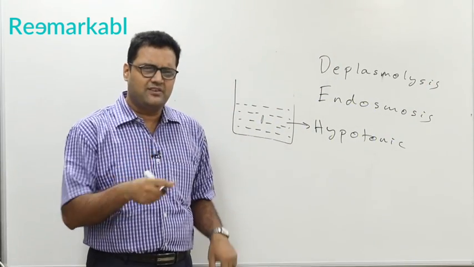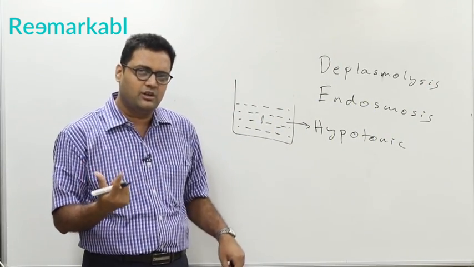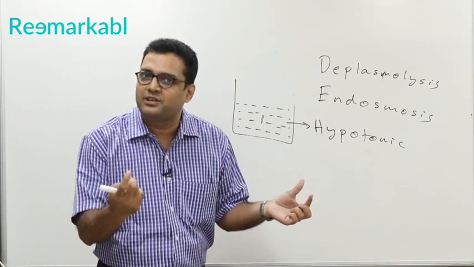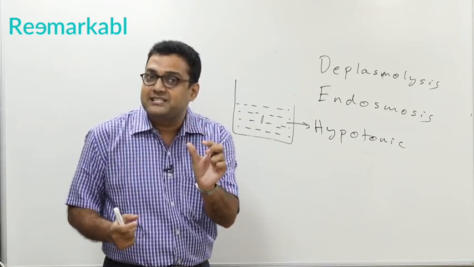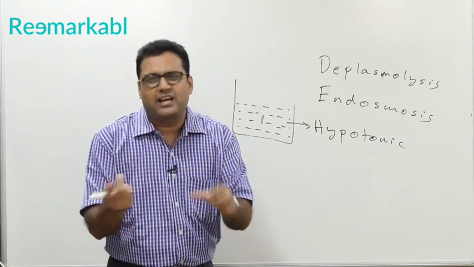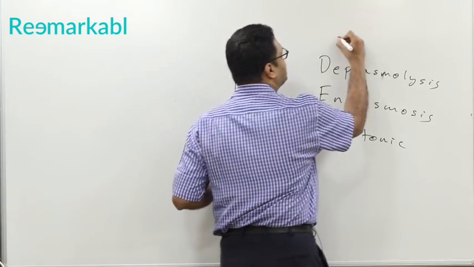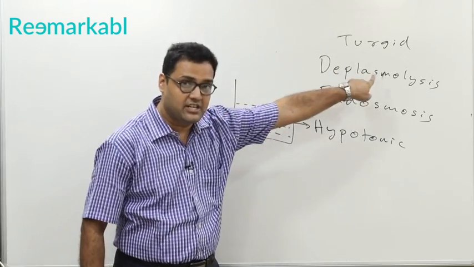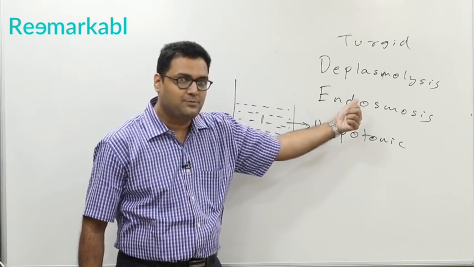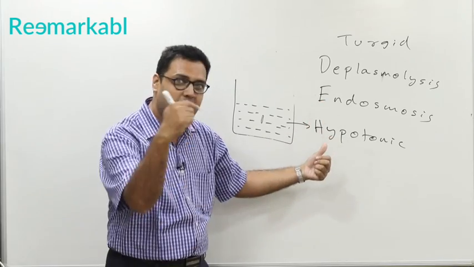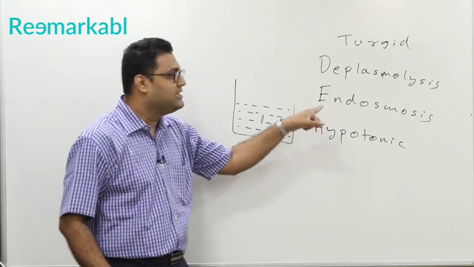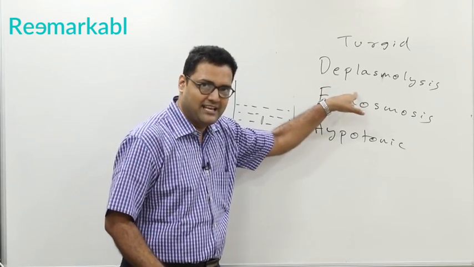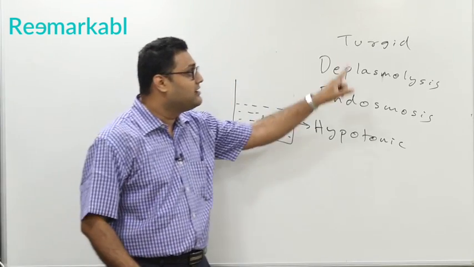Is it swollen or is it shrunken now? Think, children, think. Yes, water has moved inside, so it's going to swell. So the state of the cell when it is stretched and cannot accommodate any more water is called turgid. So the state is turgid, the phenomena is deplasmolysis, and the direction is inward movement. There exosmosis, here endosmosis. There plasmolysis, here deplasmolysis. There flaccid, here turgid.